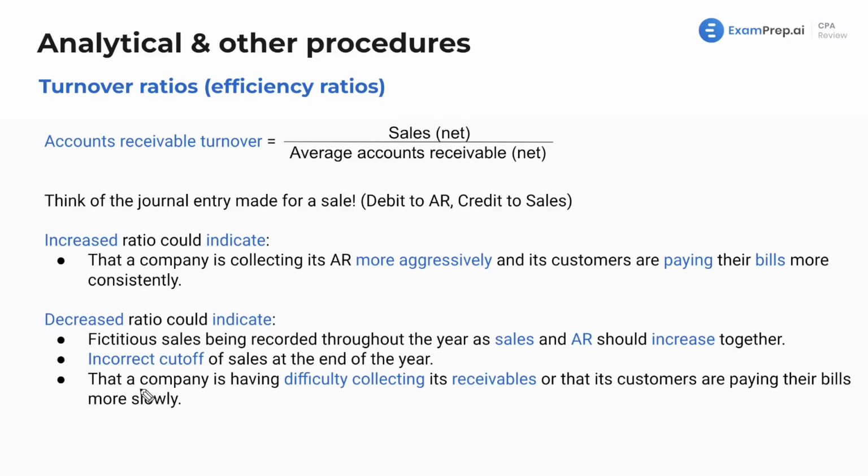Lastly here, a decreased ratio could indicate that a company is having difficulty collecting its receivables or that its customers are paying their bills more slowly. Either way, that's just not beneficial for the company.